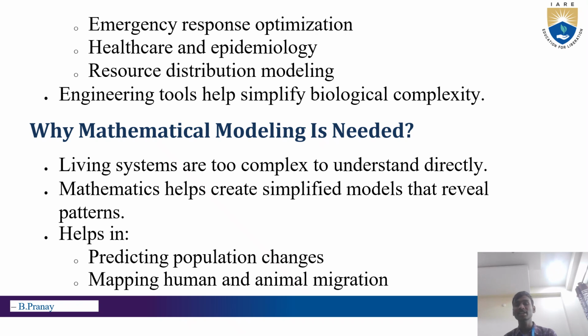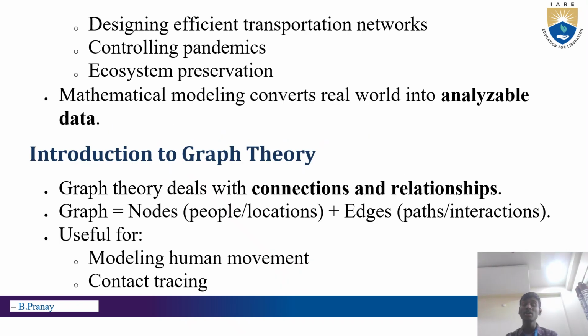Why is mathematical modeling needed for living people or living systems? Living systems are too complex to understand directly, and models help create simplified views that reveal patterns. They help in predicting population changes, mapping human and animal migration, designing efficient transportation networks, controlling pandemics, and ecosystem preservation. Mathematical modeling converts the real world into analyzable data. Next, we'll see an introduction to graph theory and how we can connect our topic to it.